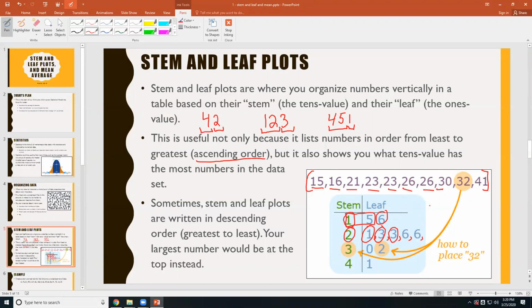30, of course, has a new stem, 3 being the new stem, 3 and 0. 32 being the one I highlighted in this picture, they placed it as 3 and 2. And then, of course, 41 has its own little spot here with a stem of 4 and a leaf of 1.